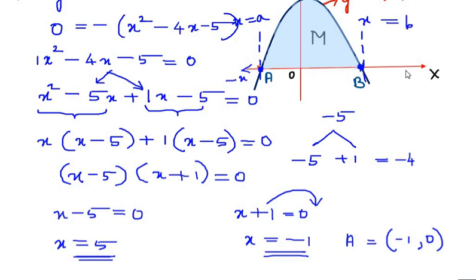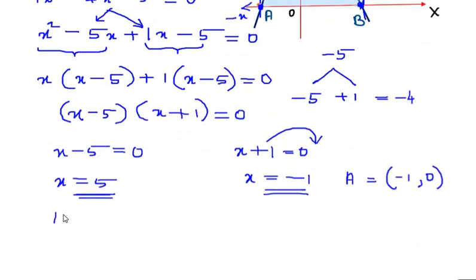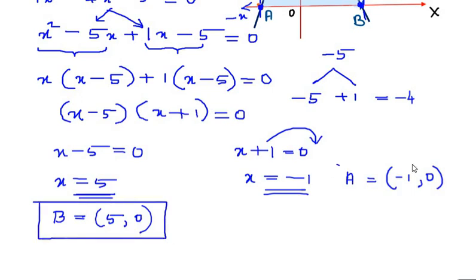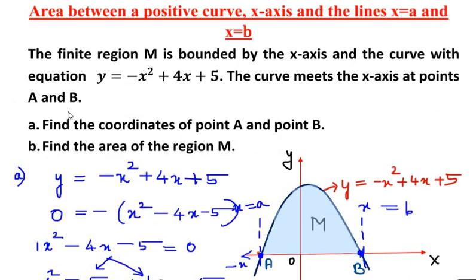And we can see b is towards the positive x-axis. So here the value of x is positive, so we can assume that b is equal to 5 comma 0, again the y coordinate is 0 because they are on the x-axis. So we got the coordinates of a and b as it was asked in part A: find the coordinates of point A and point B. Now in part B they have asked us to find the area of the region M.